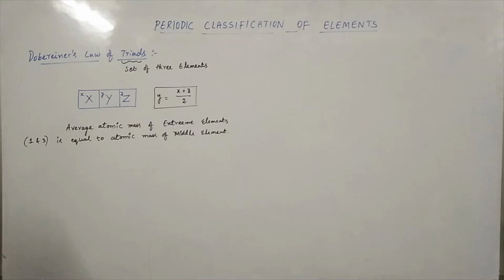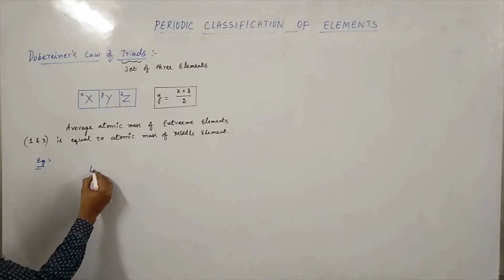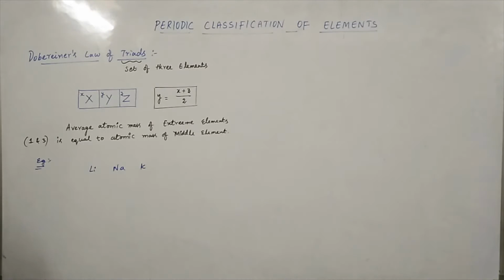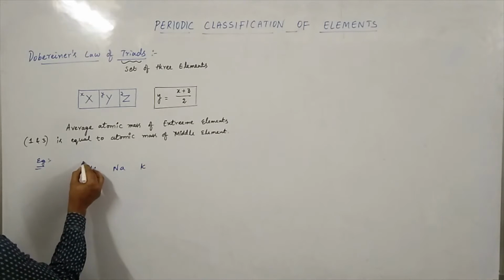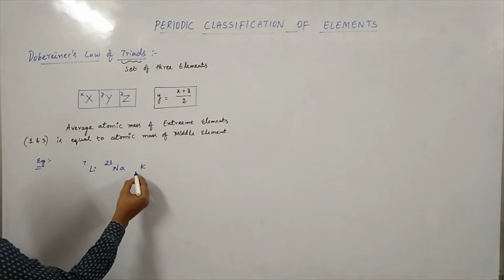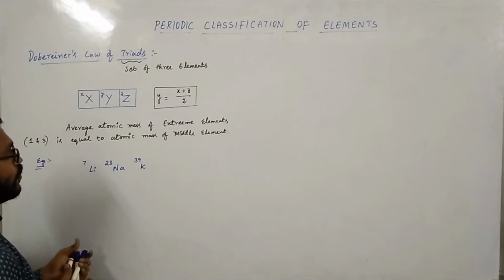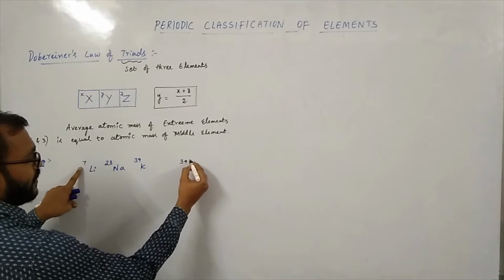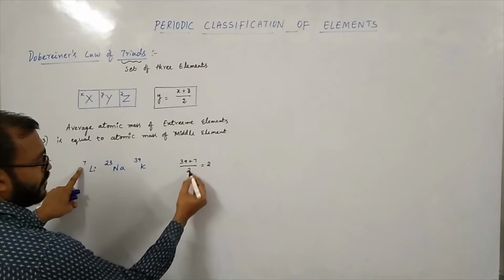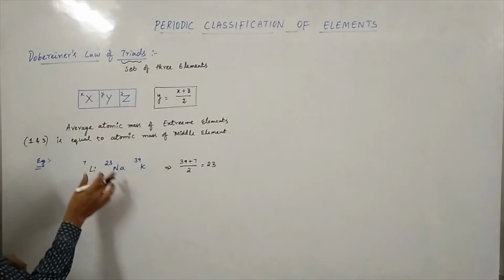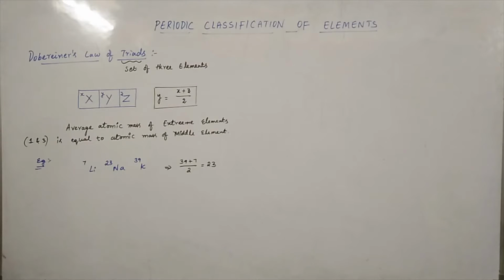If you consider an example, take lithium, sodium, potassium, all these three elements have similar properties. Lithium atomic mass 7, sodium 23, potassium 39. Now if you take the average, what do we have to take? 39 plus 7 upon 2. What do you get? 46 by 2, 23. So is the statement satisfied here? Yes. But at that time only a limited number of elements were known. So he placed only a few elements in such a triad system, but was not successful in placing all the elements in such triad systems.